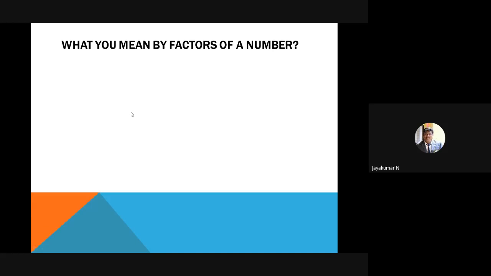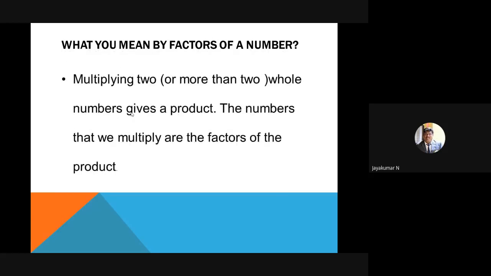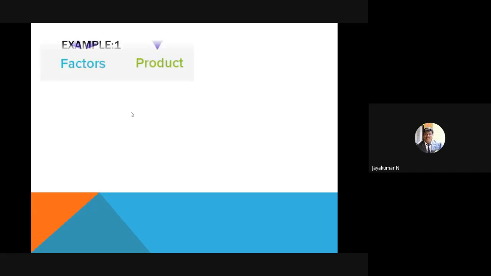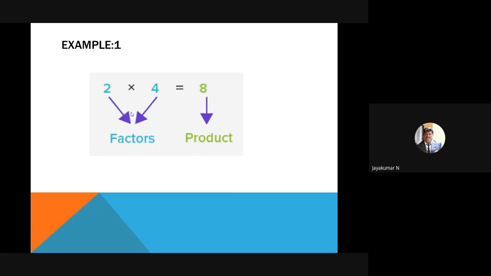Okay, now I give the proper definition. What is the definition of factor? Multiplying two whole numbers gives a product. The numbers that we multiplied are the factors of the product. For example, 2 into 4 is equal to 8, where 8 is a product, 2 and 4 are factors of the product. Here you can add 1 as a factor, also 8 as a factor. That is not a problem.